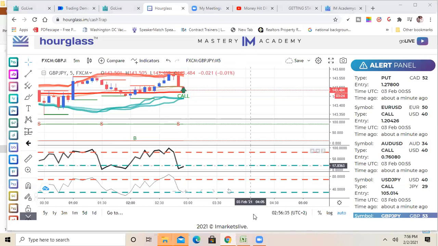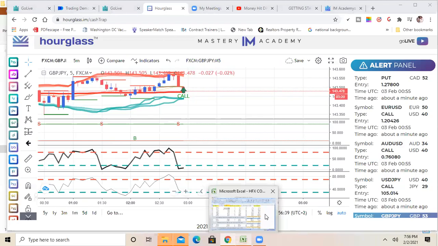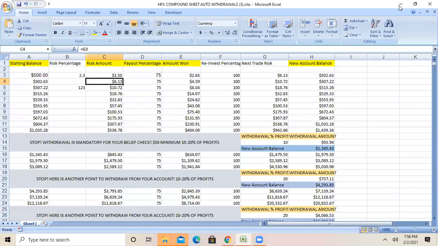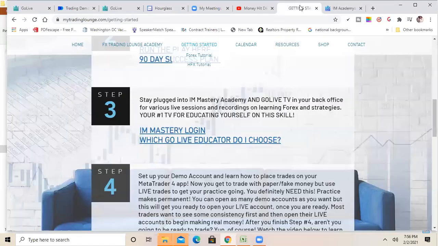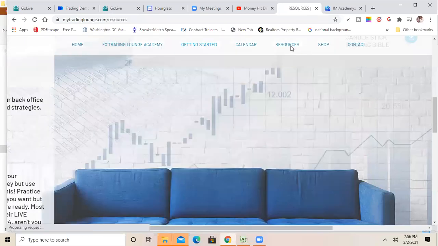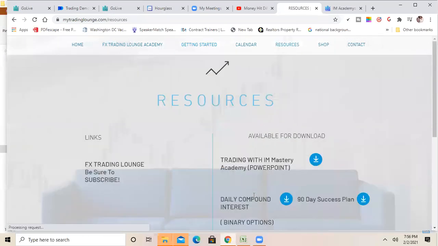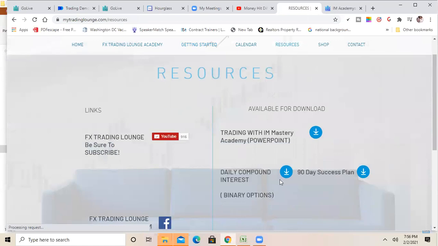All right, so let's get into the spreadsheet. You can pull this down for free at mytradinglounge.com under resources. Under resources, it's where it says daily compound interest binary options. You can just download this, okay?